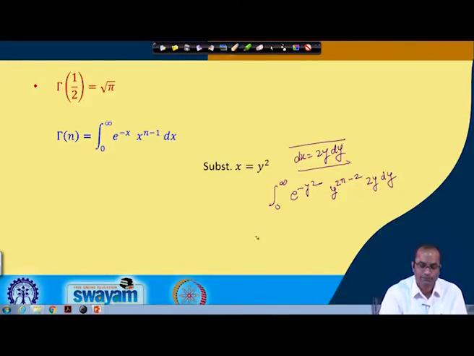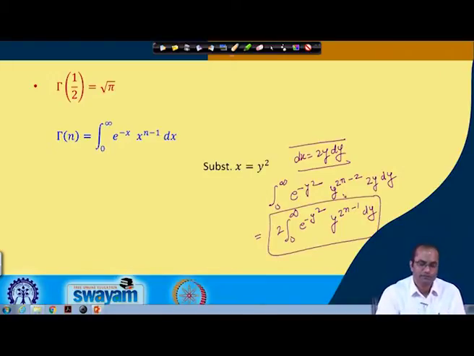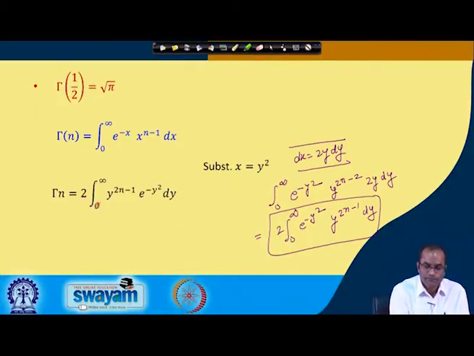So, this is 2 times the integral from 0 to infinity of e power minus y square, y power 2n minus 1 dy. This is another form of the gamma integral which we will use now. Now we will substitute n equal to half. So, we have 2 times the integral from 0 to infinity, and y power 2n minus 1 becomes y power 0, which is 1.